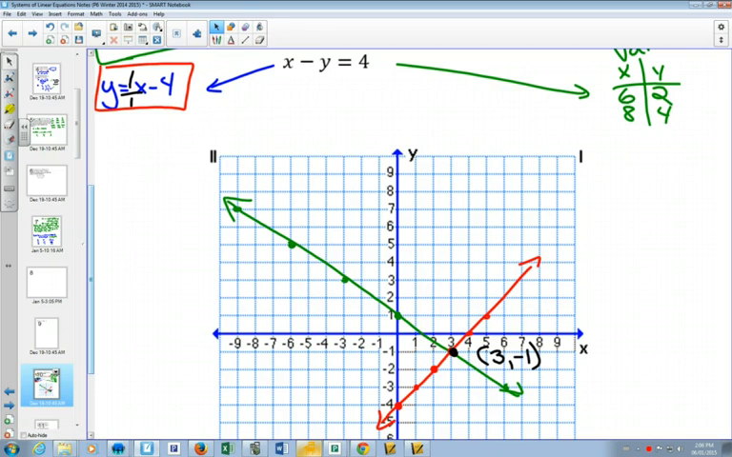When we think back to our questions yesterday, one of these lines could be chickens plus horses equals 50. The other line would be 4 horses plus 2 chickens equals 156. But there's only one point where both of those work.